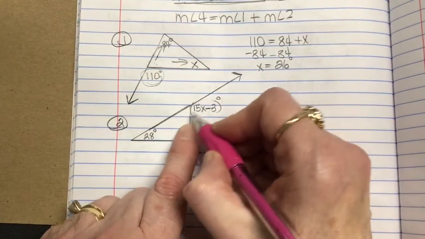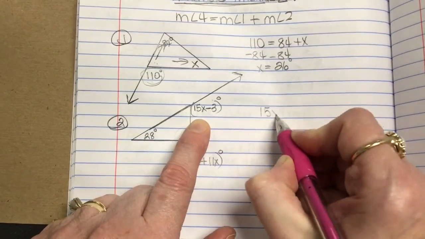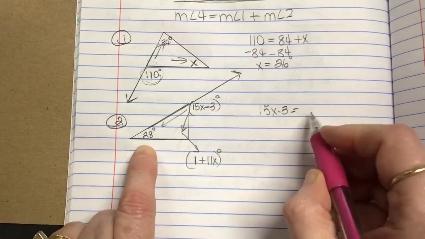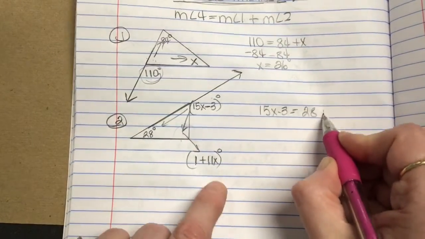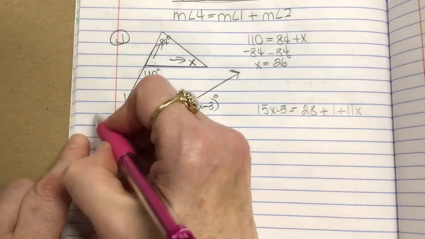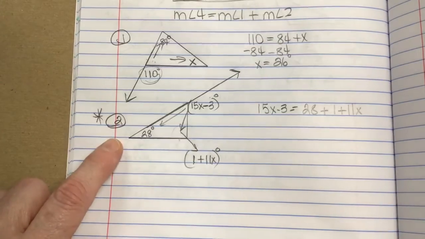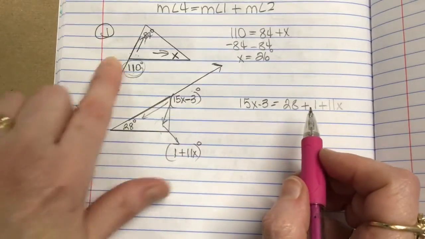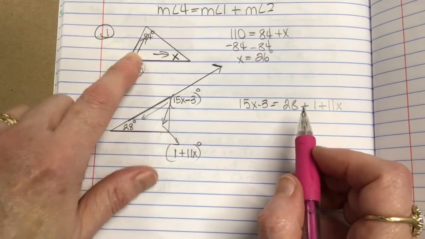The exterior one, which is this one, equals the sum of the two remote ones, which is 28 and 1 plus 11x. So these are the ones, I'm going to put a star by it, because those are the ones you'll forget. I'll put a star there so that when you get ready to take the quiz, this is what you want to make sure you know how to do. These you can do. Y'all can do that.